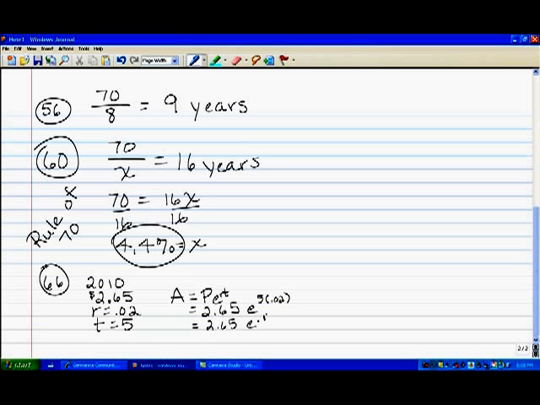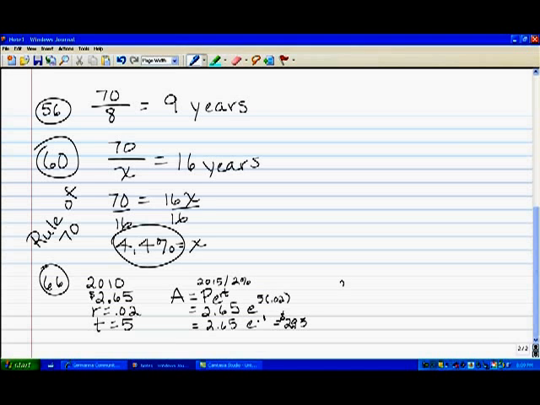So I'm going to do 2.65 times, and I've got to use my e, and that's raised to the 0.1 power. I'm going to make sure I get my decimal in there, 0.1 power, and press enter. So gas would cost $2.93 a gallon. This is 2015 with an inflation rate of 2%.